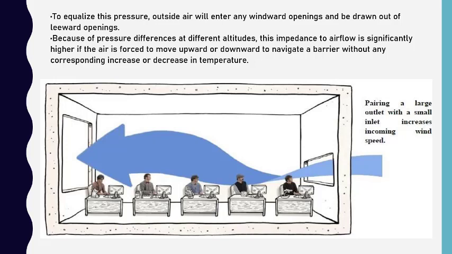Here in this picture you can check out this office where many people are sitting with the systems. The size of the opening through which the air is entering is smaller in comparison to the opening on the opposite side. This is to control the wind on the windward side so as to maintain proper circulation inside. Pairing a large outlet with a small inlet increases incoming wind speed.